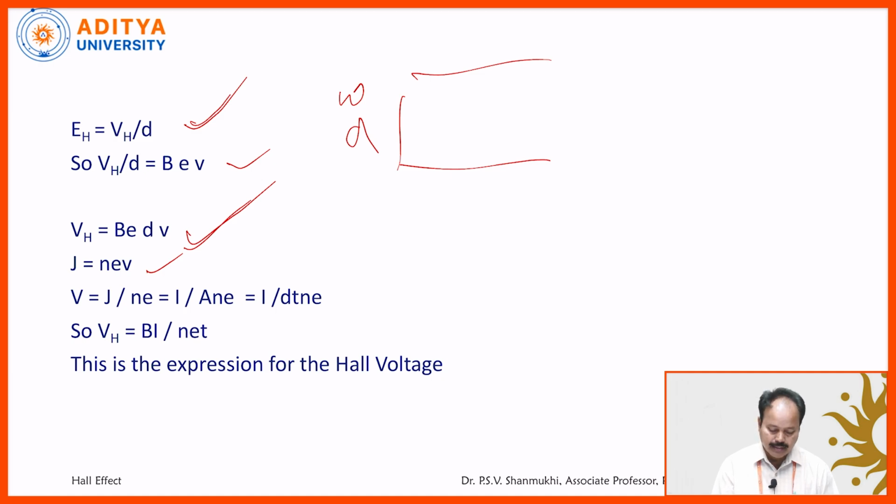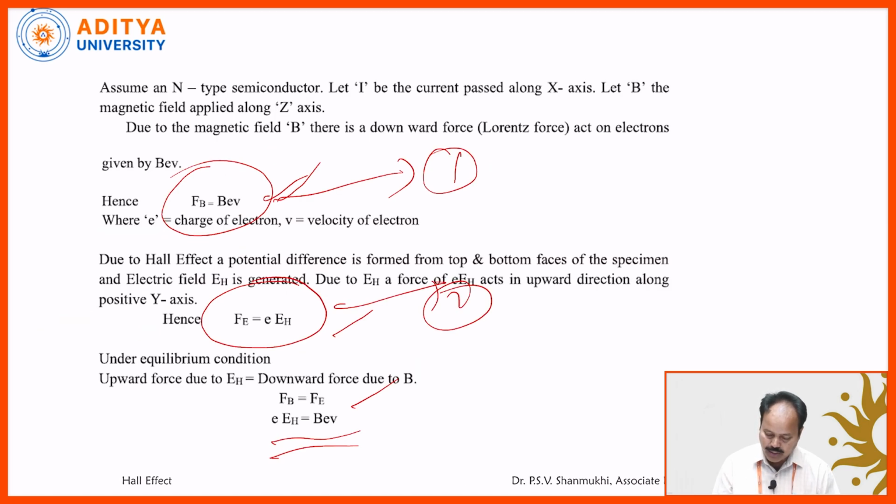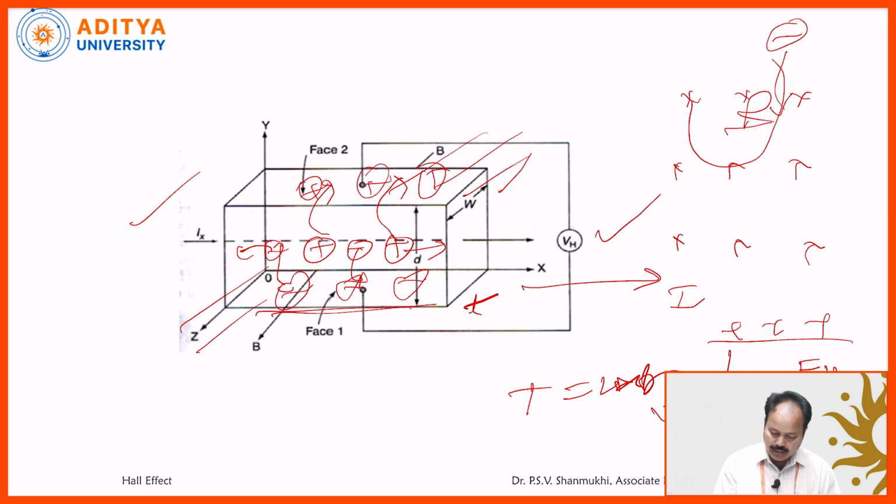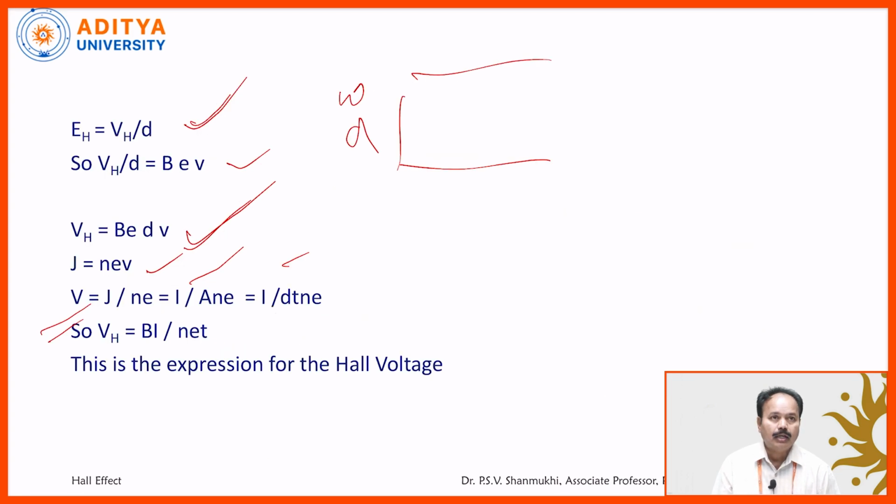Therefore, let us write the expression for the velocity, V is equal to J by Ne, where J is the current density, current per unit area. So, I by A into Ne, or I by A means D into T. Actually, I am just taking the width of the specimen as D instead of W. Automatically, we can write I by DT into Ne.